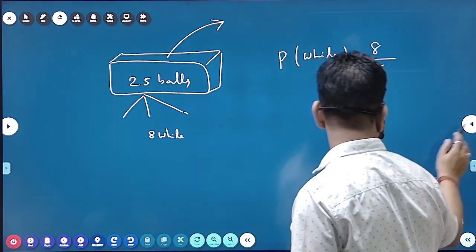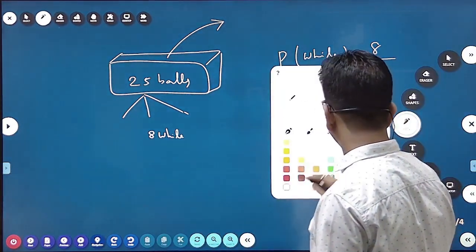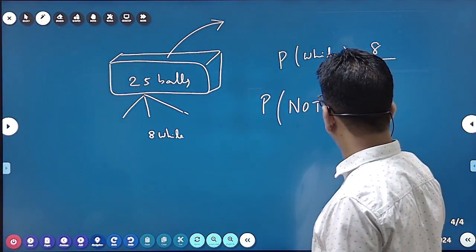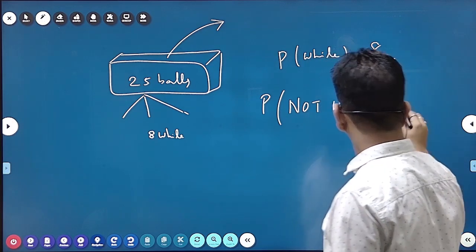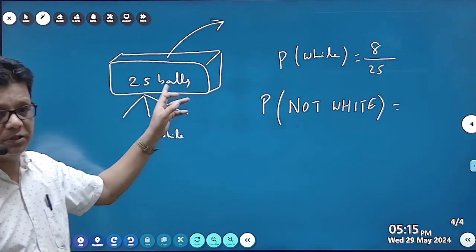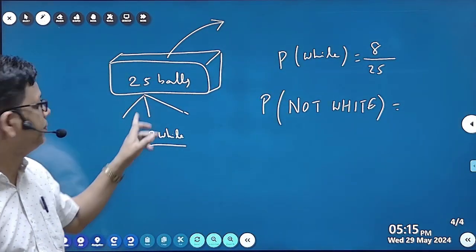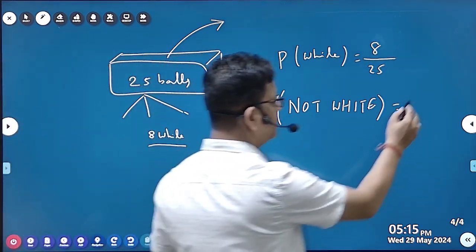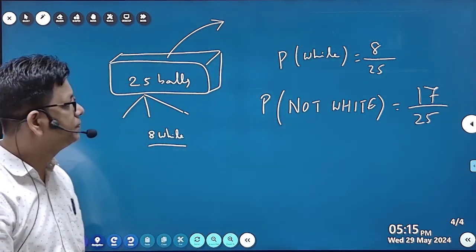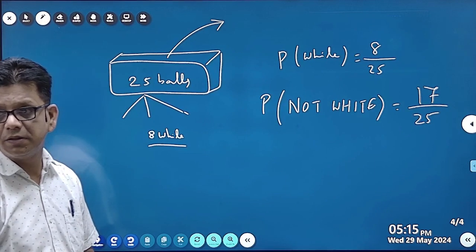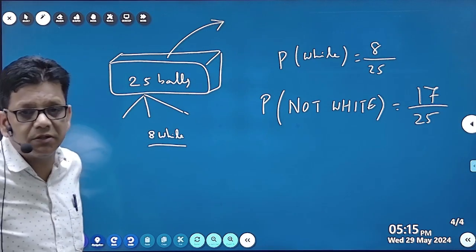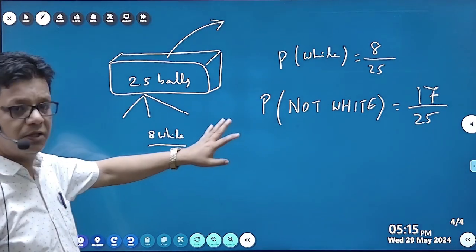The question comes, what is the probability of getting a ball which is not white? So probability of getting a not white ball. How many are not white? 25 balls are there, 8 balls are white. Not white, what to do? 25 minus 8, so 17 balls are not white. So this is out of 25. Getting it? 17 balls are not white.